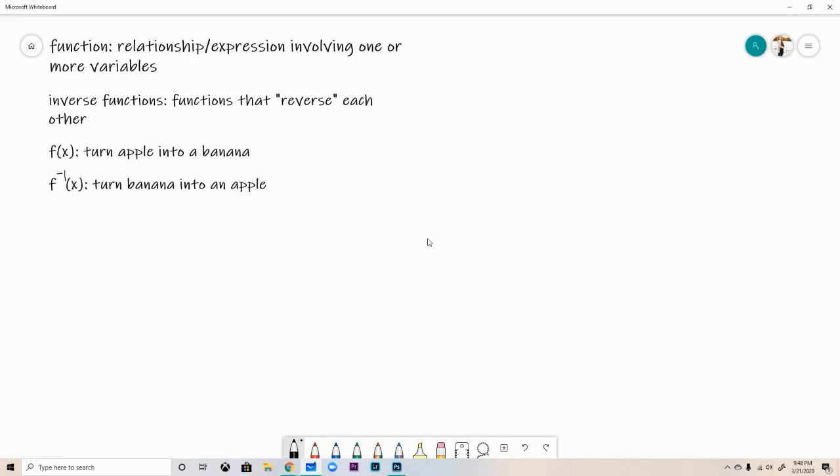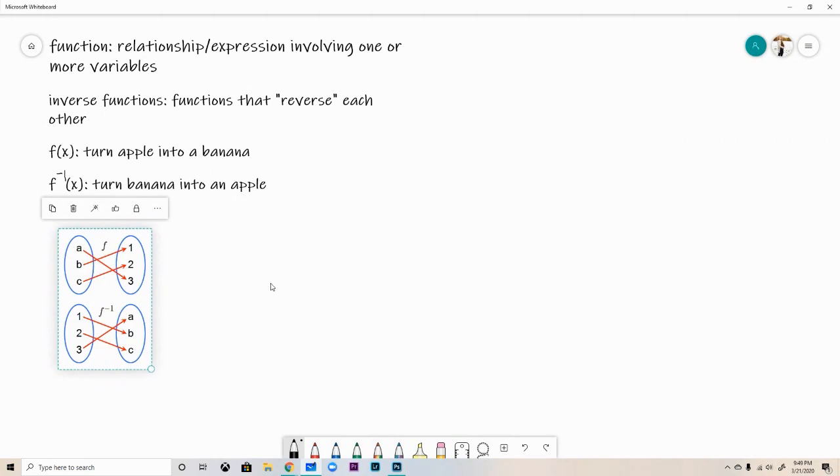Let's look at some examples. The first example I'm going to pull up is a picture of domain and range maps. Here's a mapping where we've got the domain on this side, the range on this side. If we start with plugging in the value of a into our original function, we're going to end up with a 3. If we go backwards and plug a 3 into the inverse function, we would get a as our output.